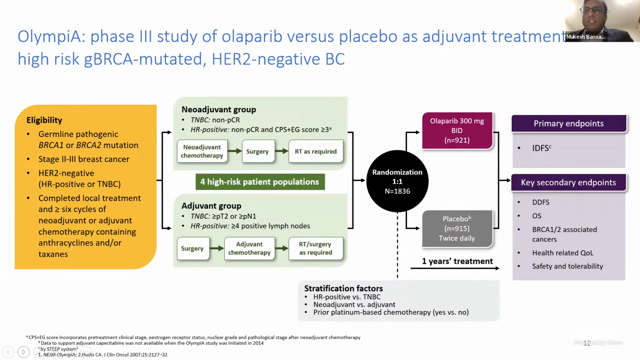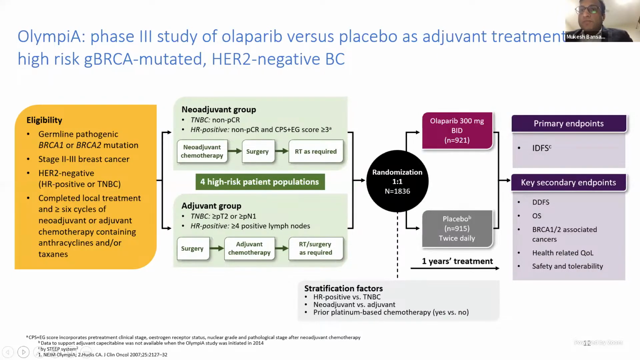Coming to the OlympiA trial, which led to the approval of olaparib, it was a phase 3 study of olaparib versus placebo as adjuvant treatment for high risk germline BRCA mutated HER2 negative breast cancer. The patient should have a germline pathogenic BRCA1 or BRCA2 mutation. Patients with somatic BRCA mutation were not eligible for this trial. Patients should have stage 2 or stage 3 breast cancer, HER2 negative, and should have completed local treatment and 6 cycles of neoadjuvant or adjuvant chemotherapy containing anthracyclines or taxanes.